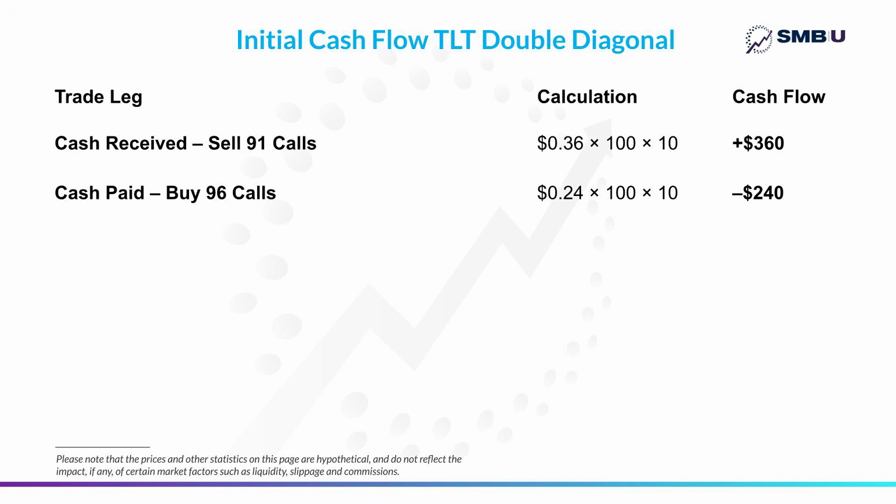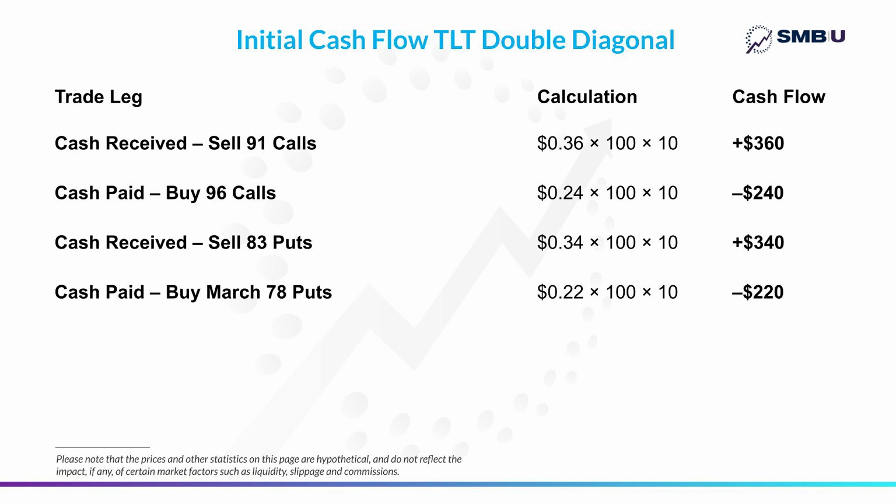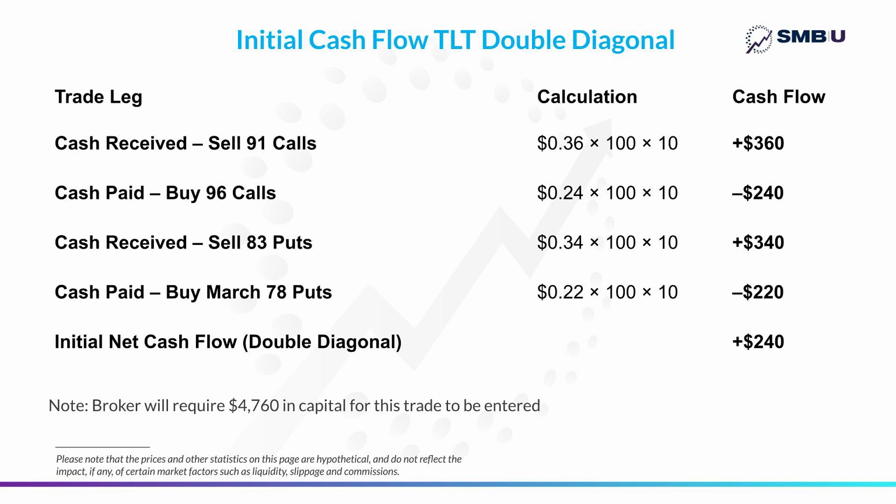Using that same kind of math, we paid $240 for the 96 calls that we bought, those March calls, and we received $340 for the 83 puts we sold. And finally, we paid $220 for the 78 puts that we bought. And netting it all down, we received $240 of cash from this double diagonal trade. And to enter this particular trade, please note that your broker is going to require you to have $4,760 in your account to make this trade, which is also the trade's worst case scenario.